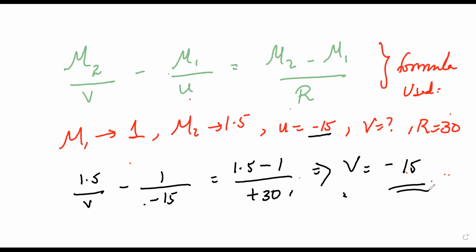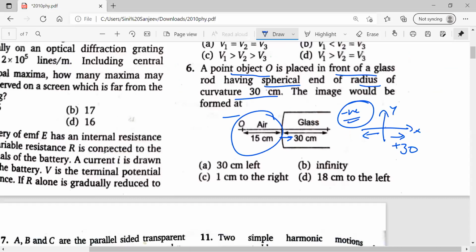Suppose if it is minus, again we have to just take the small graph here. If we are getting the value as minus, it is towards the left hand side, correct? Yes, it is towards the left. Negative sign shows that it is towards the left, and positive sign towards the right. So I can clearly mark the answer here as option A, 30 centimeter to the left, for question number 6.